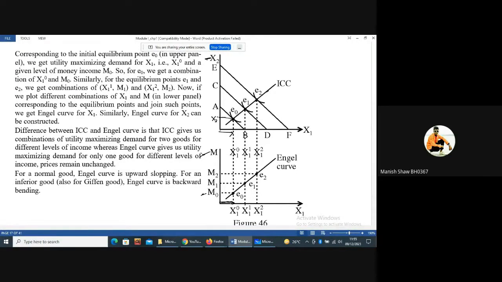So again, if the good is a normal good, then the Engel curve will be upward sloping. For an inferior good and also for a Giffen good, the Engel curve will be backward bending.